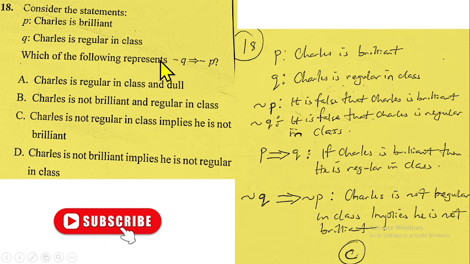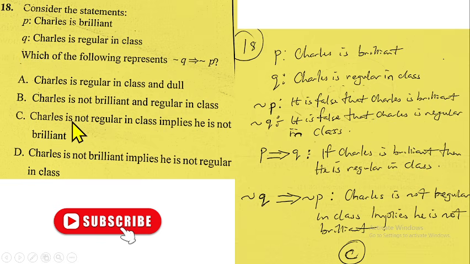And if you negate Q, you can say that it is false that Charles is regular in class, and if you negate P, you can say that it is false that Charles is brilliant. So if you look at the options given to us here, Charles is regular in class and dull. That is wrong. It's not related to what is given to us. Charles is not brilliant, which is talking about negation of P, and regular in class, which is talking about Q, which is not related to what you're having here.